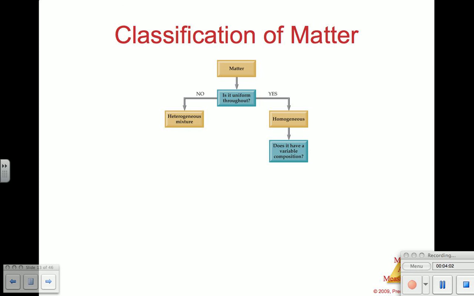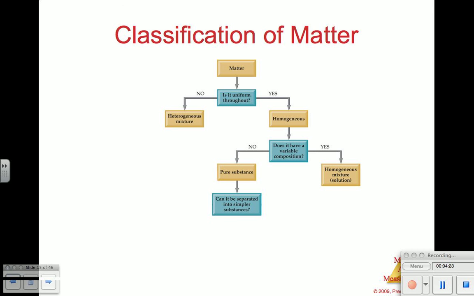The next question we would ask is, does it have a variable composition? If yes, so it's made up of different things, then it would be called a homogeneous mixture or a solution, a mixture of two or more distinct compounds. And if it isn't, then it's a pure substance. A pure substance can be separated even smaller, and we can ask the question, can it be separated into simpler substances, broken down into smaller things? If no, then it's an element. Then you have a pure substance that's just a pure element, okay?